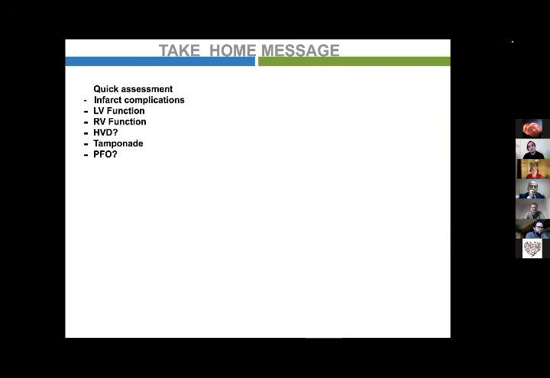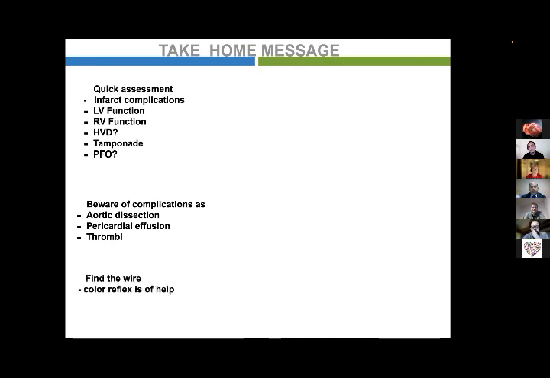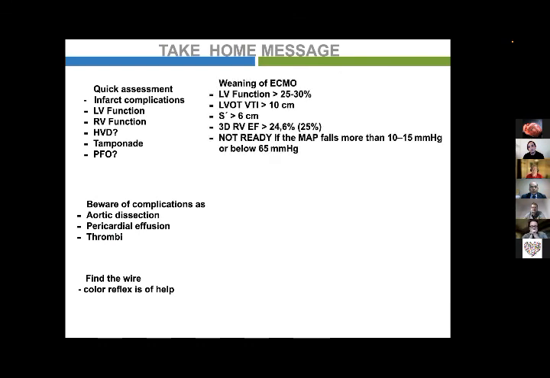So let's come to the end. My take-home message is when we do guiding for VA ECMO, just do a quick assessment of infarct complications, look at LV and RV function, heart valve disease, if there's tamponade or PFO, and always have an eye on complications such as aortic dissection, pericardial effusion, or thrombi. The wire often is hard to find, so you can use the color reflex to find it in the heart. It's very helpful, and I always find the wire with this color reflex.